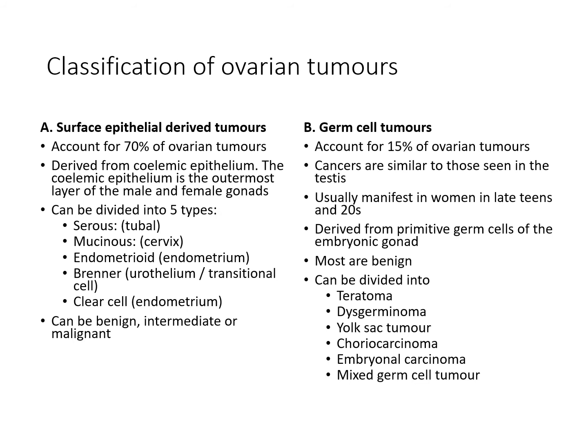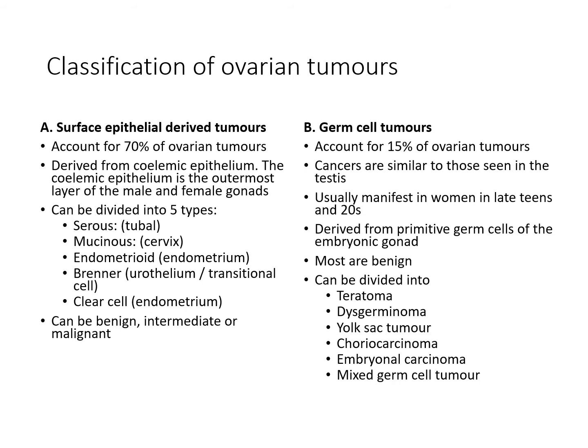Ovarian tumors are classified according to the cell of origin. The first is the surface epithelial derived tumors, which account for 70% of ovarian tumors. They are derived from coelomic epithelium, and the coelomic epithelium is the outermost layer of the gonads. It can be divided into 5 types: serous, mucinous, endometrioid, Brenner, and clear cell. And all of these tumors can be benign, intermediate or borderline, or malignant.